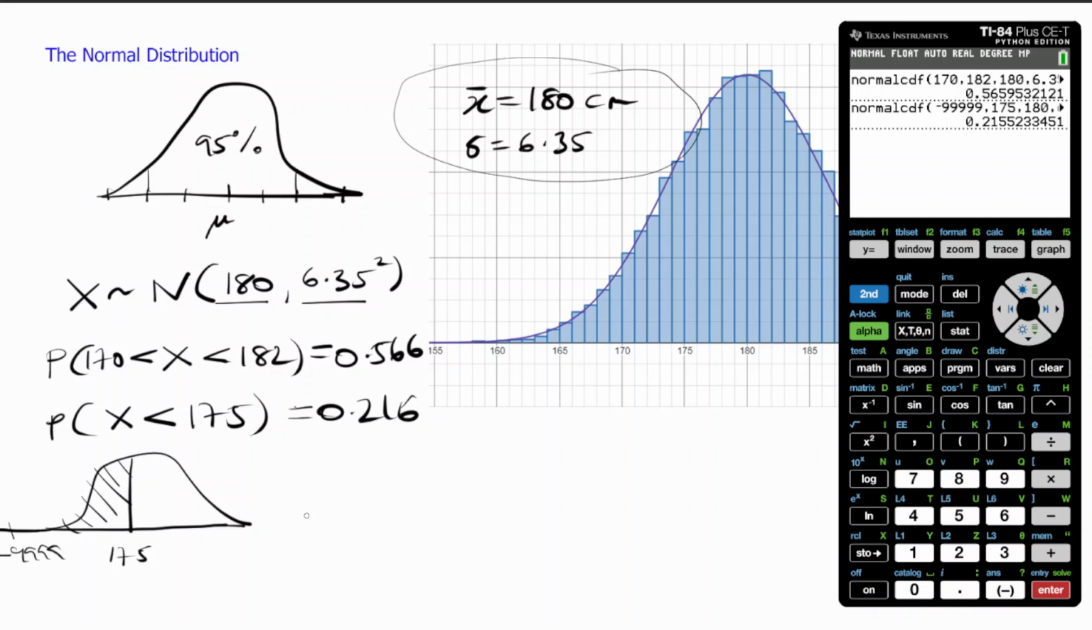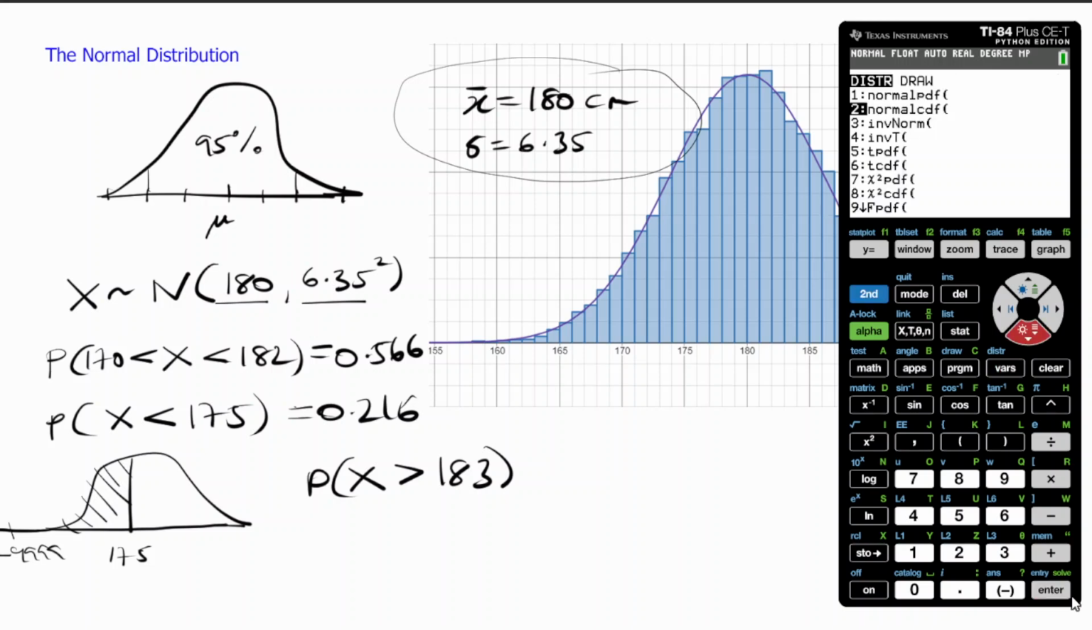If I wanted to work out the probability that somebody was taller than, say, 183 centimeters, I'd write it like this. And then on the GDC, this time my smallest number is 183, isn't it? So the smaller number is 183. So in the GDC, that's going to be 183.